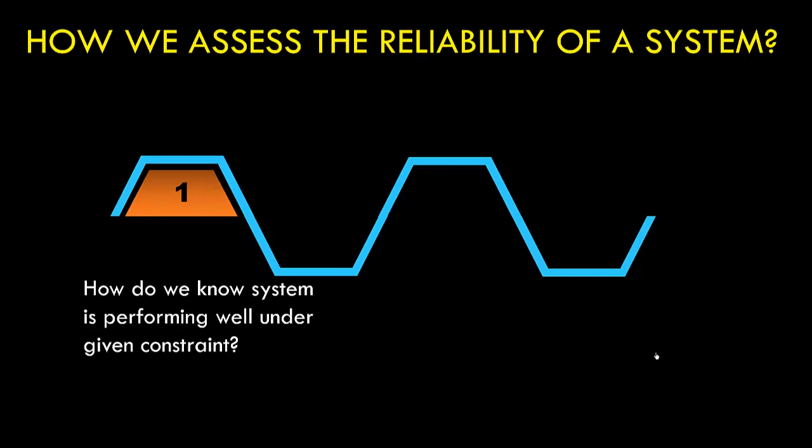If you consider any infrastructure, system, or asset, it degrades over time. Its performance does not remain the same as it was when brand new. This happens because of loading conditions, environmental conditions, or time-dependent degradation in the system, so the system performance decreases with time. So the question is, how do we know that the system is performing well under given constraints at a given point of time?